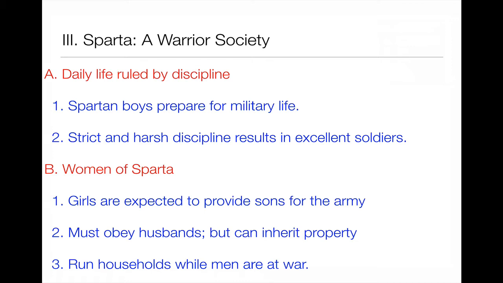So again, women must obey their husbands. But one uniqueness of Sparta is that women could inherit property. The men were going off and dying in wars all the time. So to be able to make sure that the property remained in good hands and sound and prosperous, women could inherit this property. But they also ran the households while the men were at war.